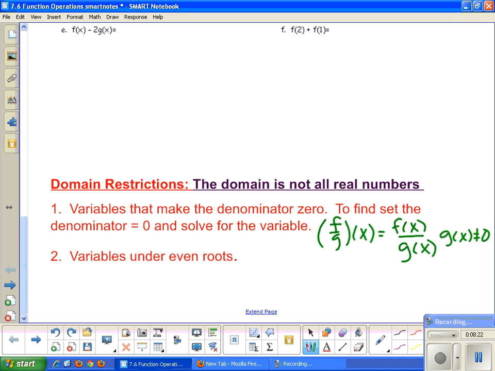And the second one is variables underneath even roots, because remember, we can't have a negative underneath the radical because it becomes imaginary. We are not going to talk about number 2, really. We're going to only deal with number 1. So this is what we need to look out for. If we don't have a variable in our denominator, then our domain will be all real numbers, so no restrictions.